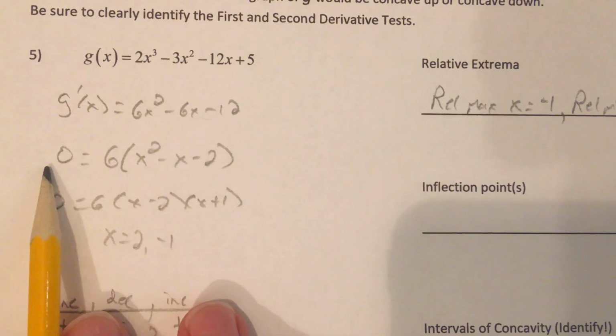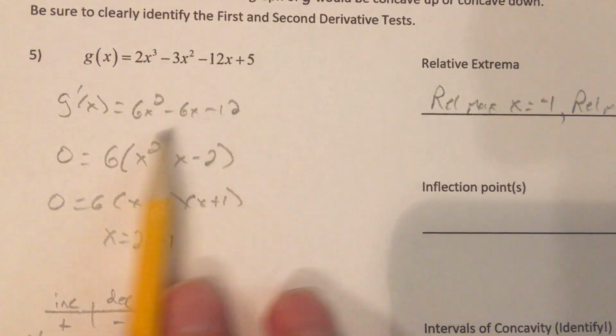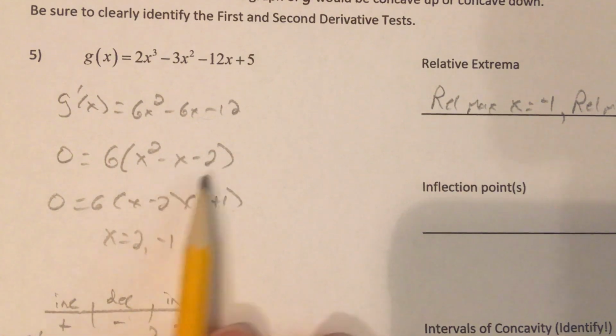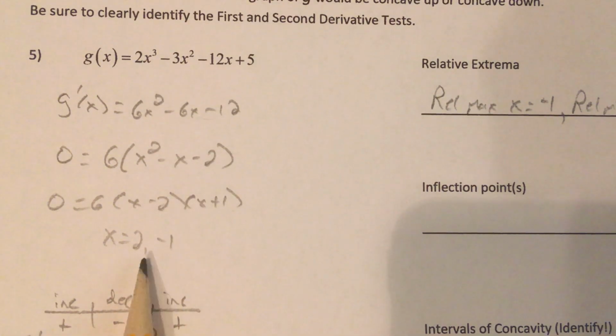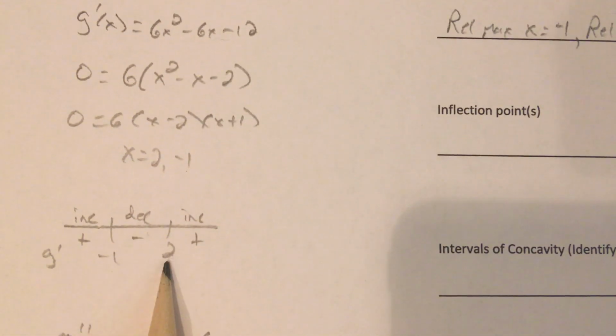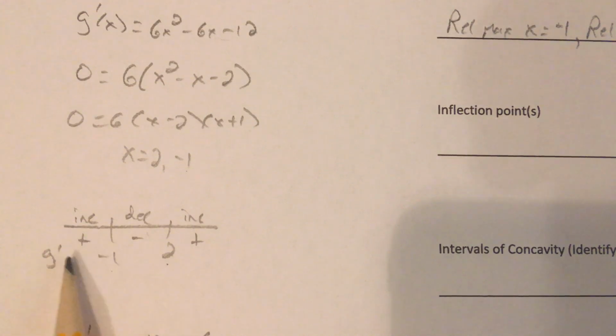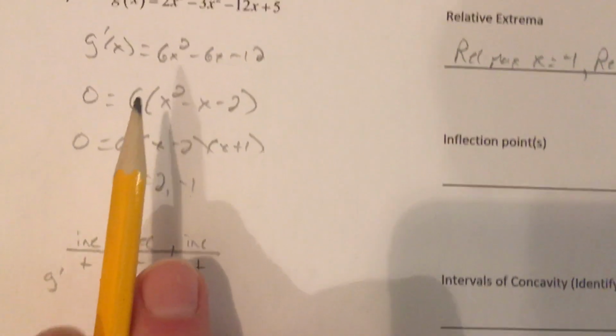We're going to set it equal to 0. While I set it equal to 0, I'll pull a 6 out. Then I'm going to factor what's left over, and that gives me critical point numbers of 2 and -1. So then I put -1 and 2 down on the number line. I'm testing the first derivative. So I pick something like, say, -10, put it into the derivative.